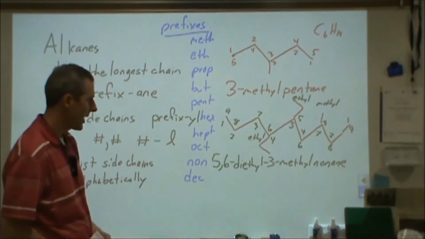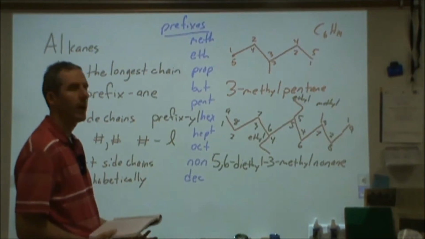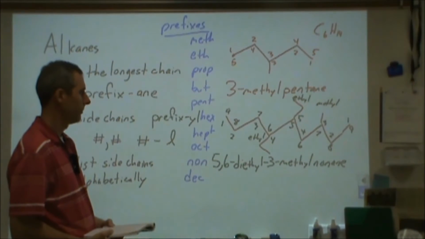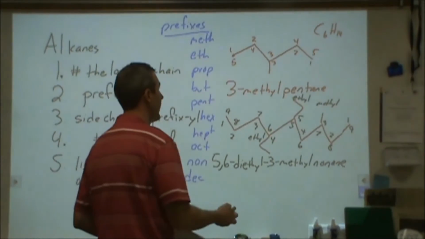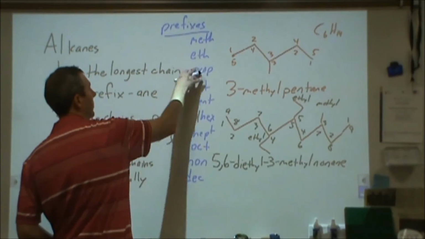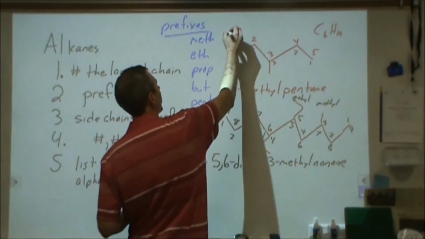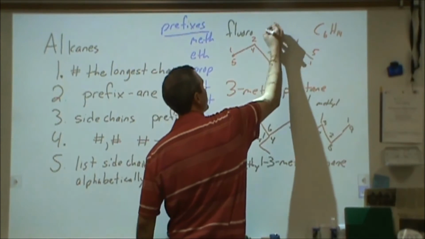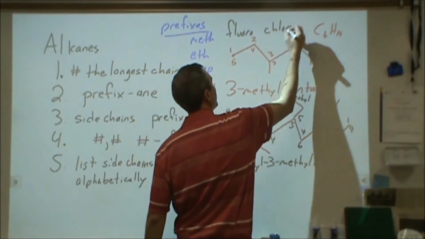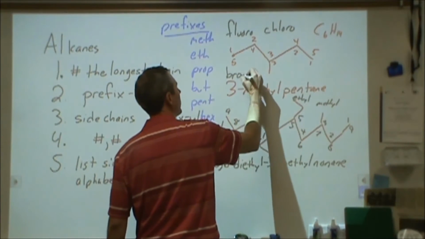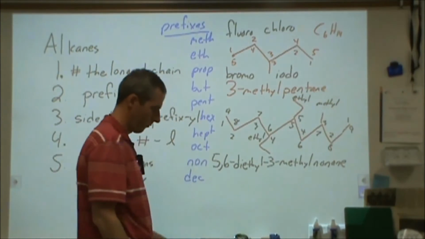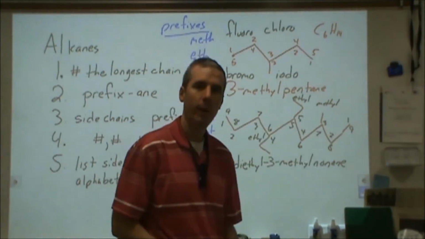So 5,6 diethyl 3-methyl nonene would be the name of this particular alkene. Okay. Now if you have halogens to add in, you treat them just the same as a methyl, ethyl, or propyl group. For fluorines, you would use the fluoro designation. Chlorine would be chloro, bromine would be bromo, and iodine would be iodo. Okay, so that's your basic naming for alkenes.